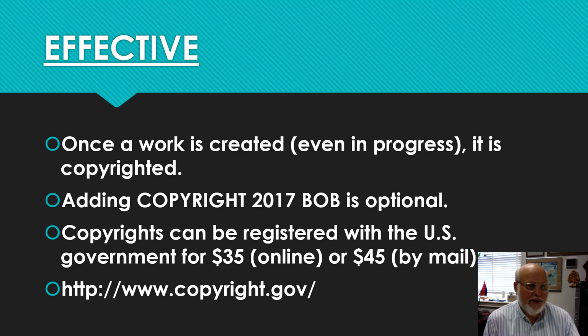I'm writing a 6-chapter book. I've only written 2 chapters. Well, those 2 chapters are copyrighted. If you want to add "copyright 2021," that's okay. That gives notice to people that you intend to enforce your copyright, but it has no other legal effect. Copyrights can be registered with the U.S. government through an online process for $35, or $45 by mail, and the instructions for how to do this are on the internet.